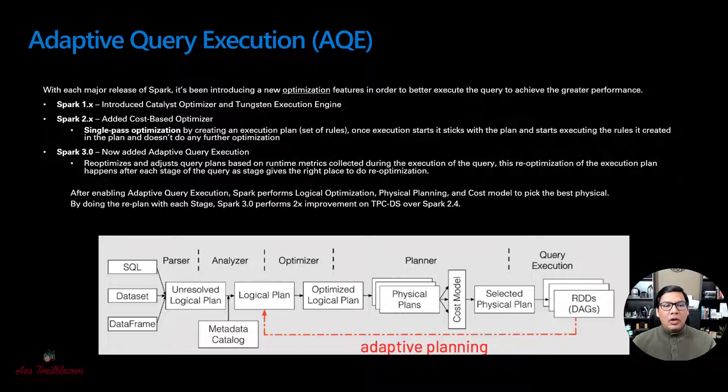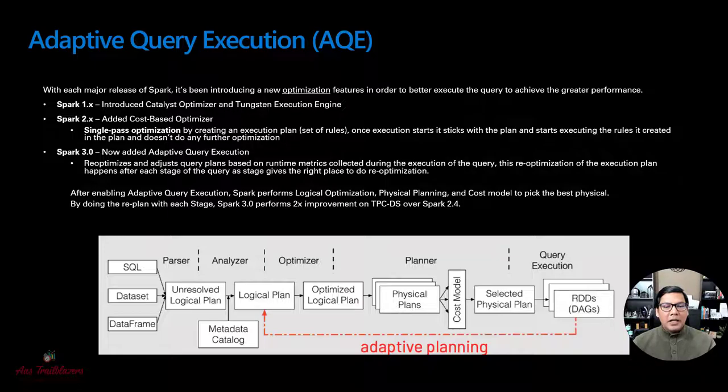Spark 3.0 added a new capability called adaptive query execution, which brings dynamism into the execution of your code. During the execution, it reoptimizes and adjusts the query plan based on runtime metrics collected during the execution of the query. This reoptimization of the execution plans happens after each stage of the query, as a stage gives the right place to do reoptimization. After enabling adaptive query execution, Spark performs logical optimization, physical planning, and a cost-based model to pick the best physical plan. By doing the replan with each stage, in a study it was found that Spark 3.0 performs 2 times better than Spark 2.4 on TPC-DS queries.